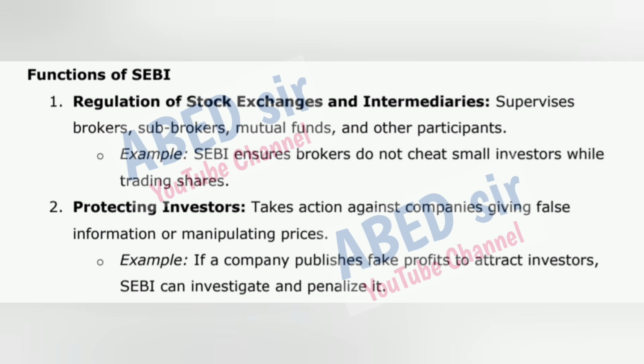Functions of SEBI: 1. Regulation of stock exchanges and intermediaries, supervises brokers, sub-brokers, mutual funds, and other participants. Example: SEBI ensures brokers do not cheat small investors while trading shares. 2. Protecting investors, takes action against companies giving false information or manipulating prices. Example: if a company publishes fake profits to attract investors, SEBI can investigate and penalize it.